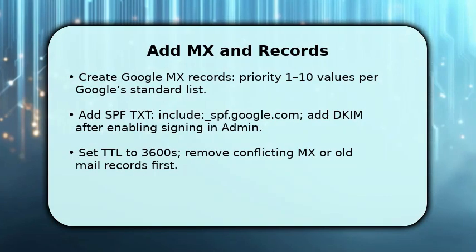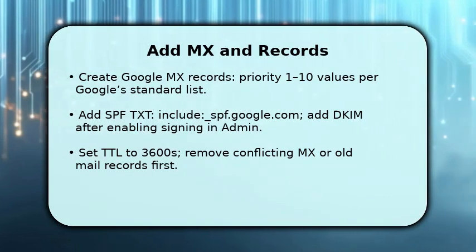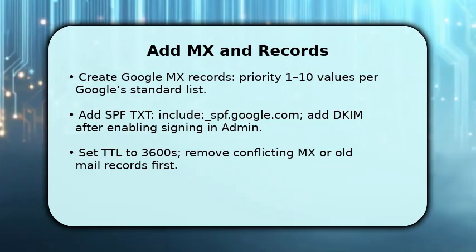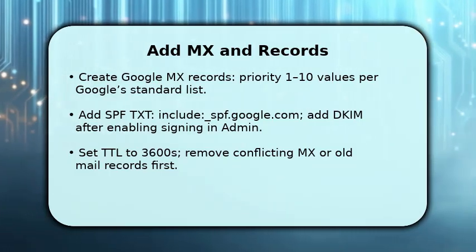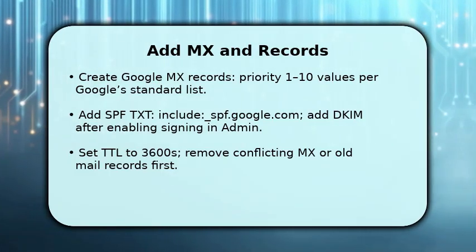First, remove any conflicting MX records so mail routes cleanly. Then add Google's MX records with correct priorities. This tells the internet to deliver mail to Google's servers.